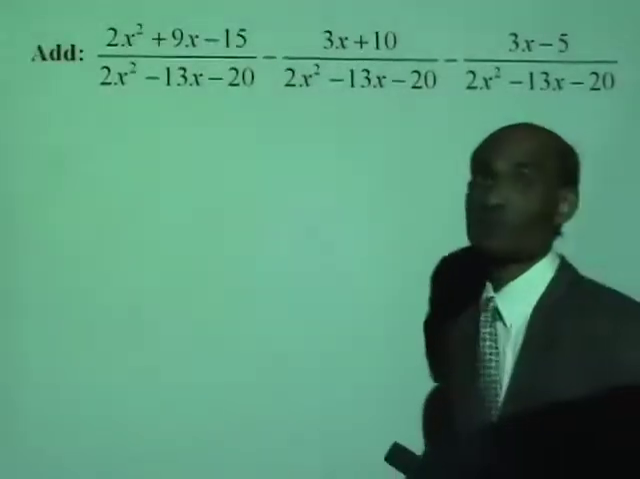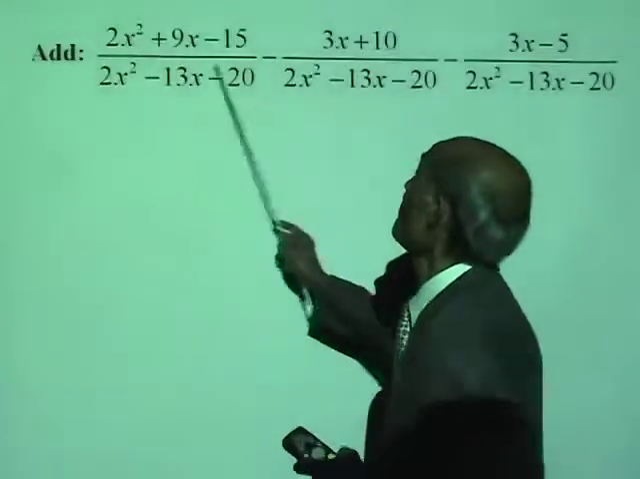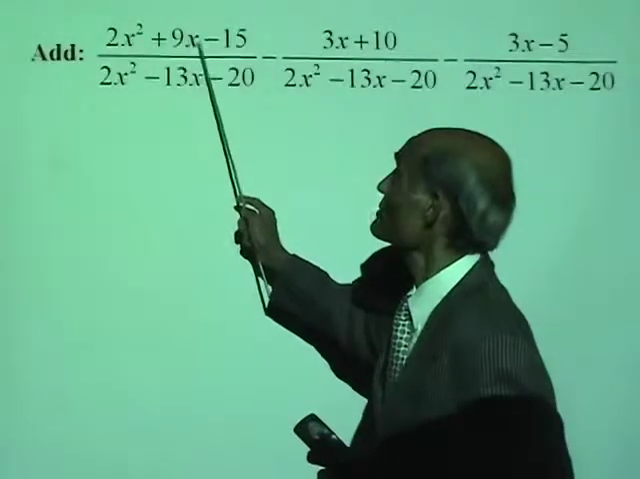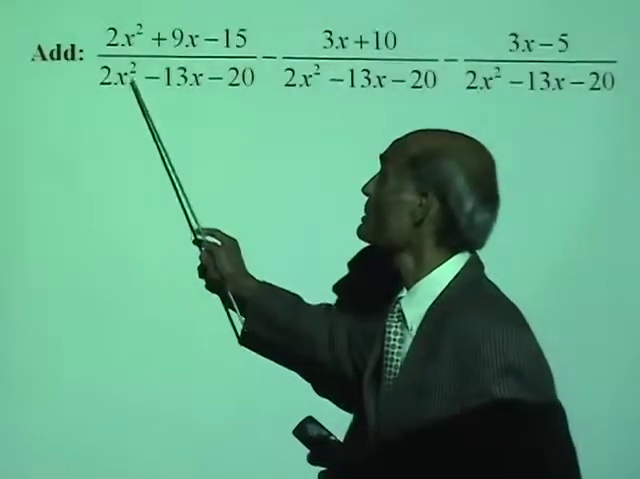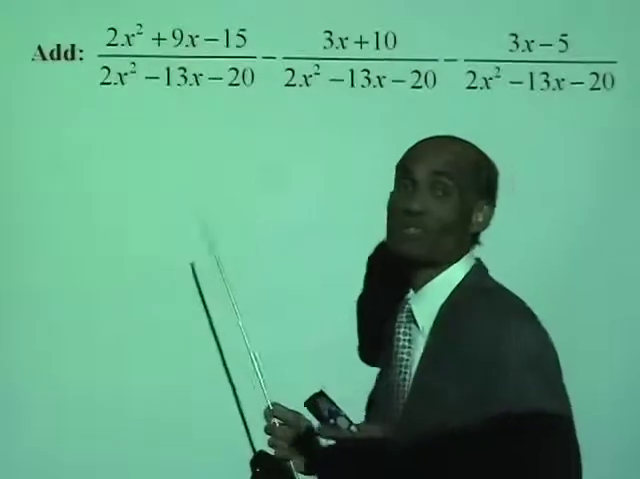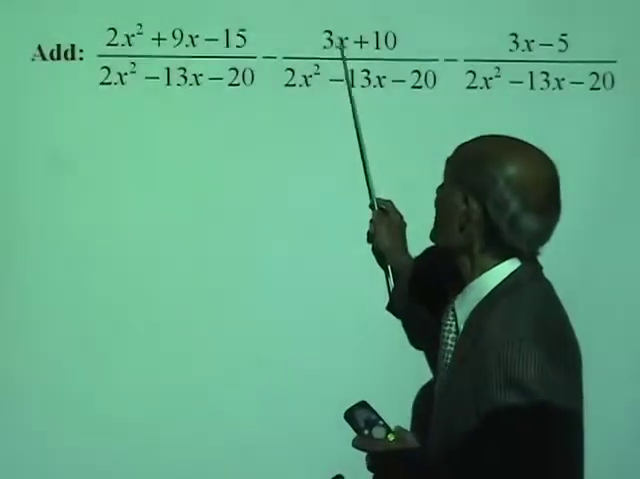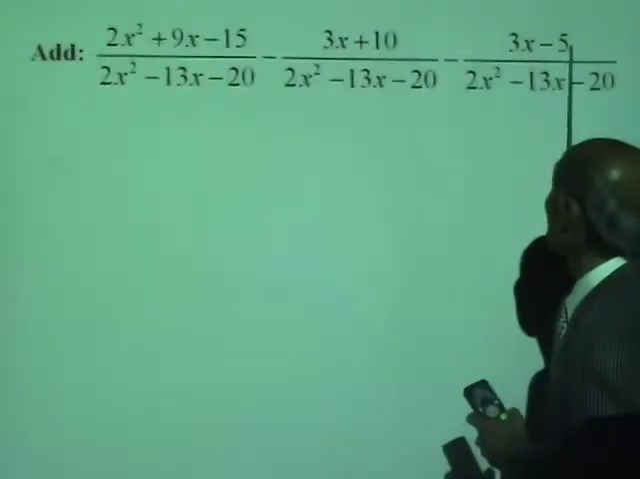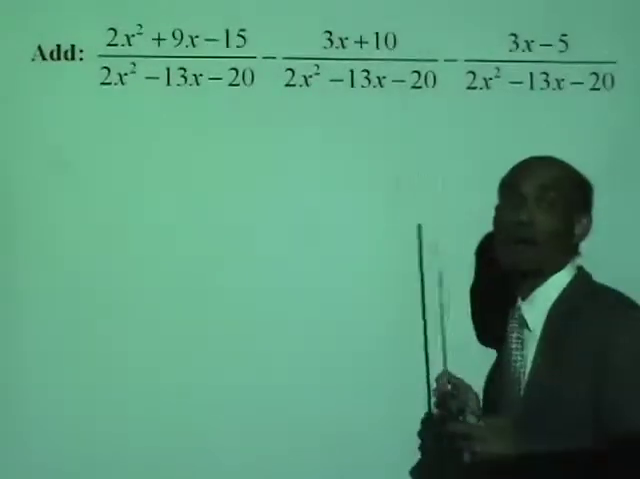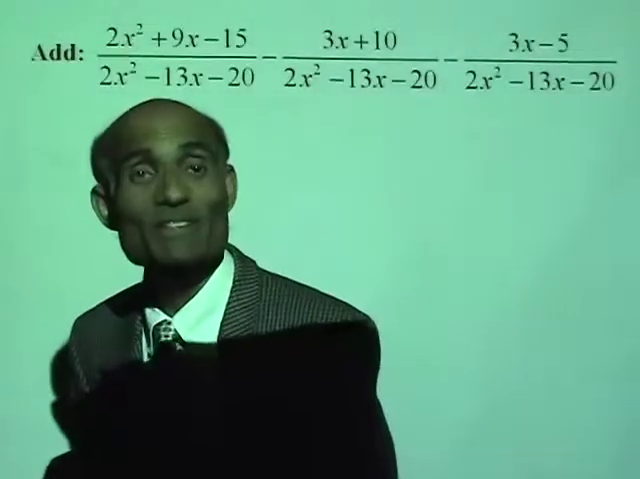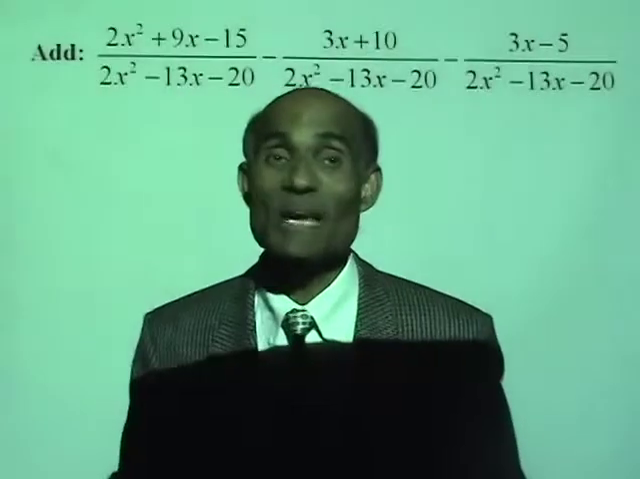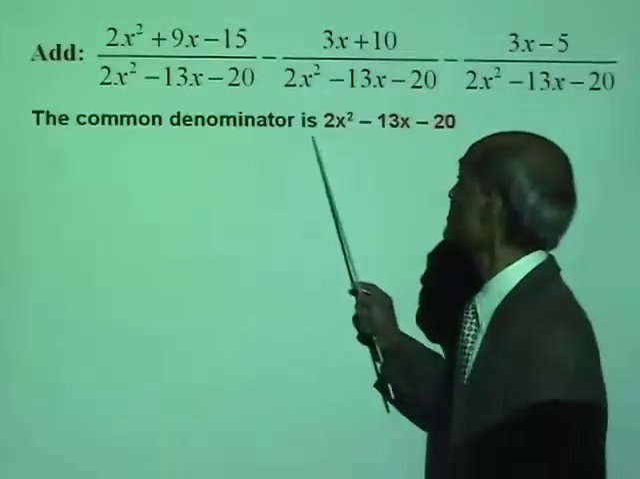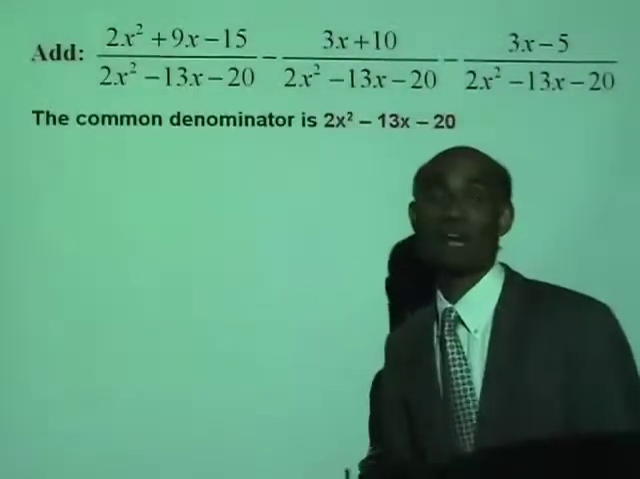Alright, another one. Add three rational expressions: 2x squared plus 9x minus 15 over 2x squared minus 13x minus 20, minus 3x plus 10 over the same denominator, minus 3x minus 5 over the same denominator. All 3 denominators are the same. What is our LCD? Our LCD is the same: 2x squared minus 13x minus 20.